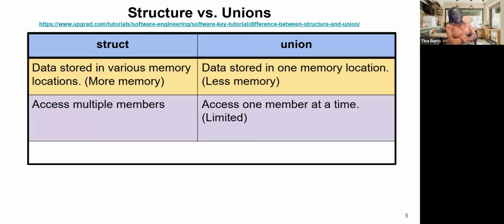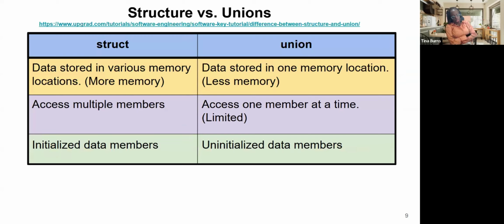For a struct, you're going to have multiple members that you can access. For a union, as we just saw, you can only get to one member at a time. You cannot try to access multiple members, it's just one at a time. And finally, a struct is going to have data members that are already initialized, typically to nulls, but already initialized to some value. And for a union, those members are actually going to be uninitialized.